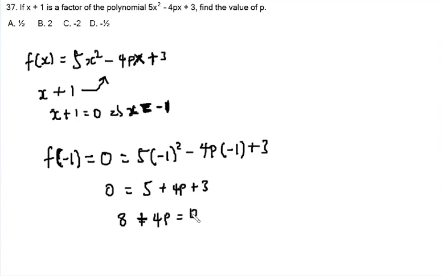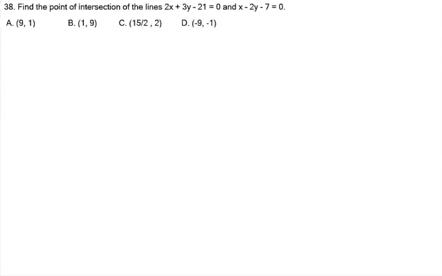So moving 8 to the other side, we have 4p is equal to minus 8, and that implies that p is equal to minus 8 over 4. So minus 8 over 4 is minus 2. The answer to that is C.